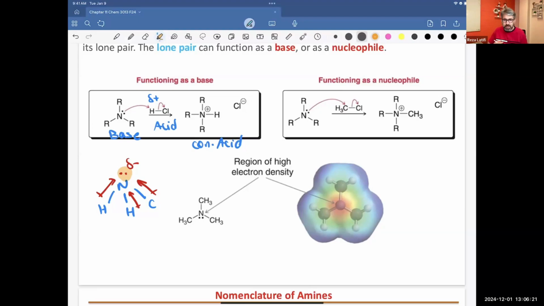Or it can attack any carbon that has a leaving group, and it will kick the leaving group out of the system, and it will run an SN2 reaction. That's going to give us a nitrogen with a positive charge, and the leaving group will take the two electrons with itself, and it will have a negative charge.